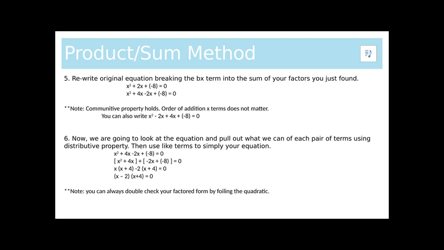And note, now that we have this factored form that we're going to use to get the roots, you can always double check by foiling it out just to make sure you come back to what you had at the start.